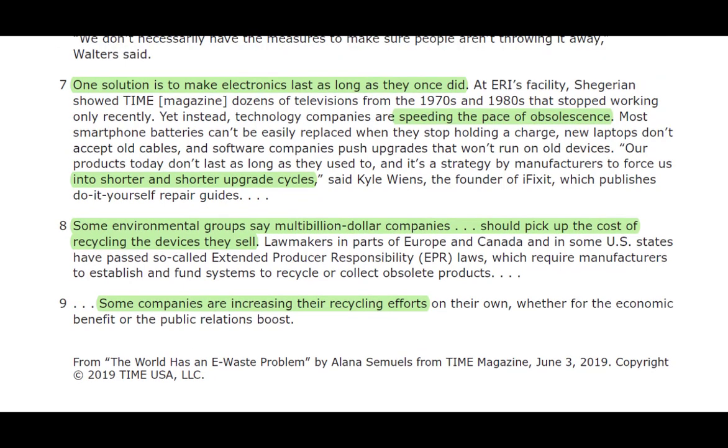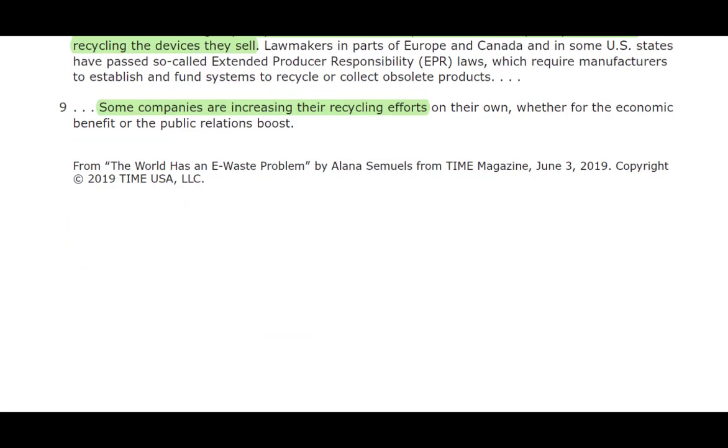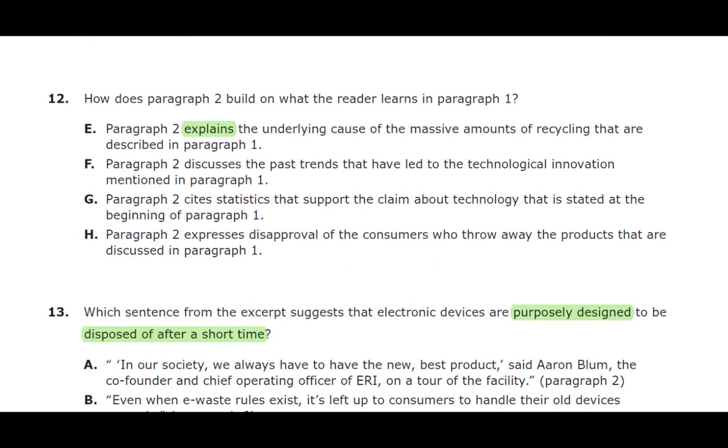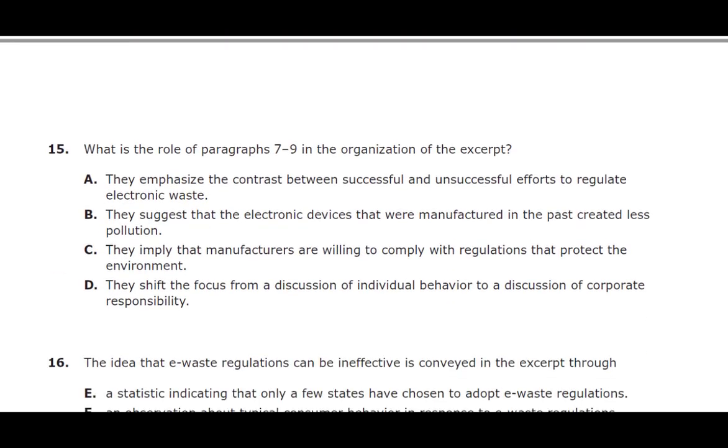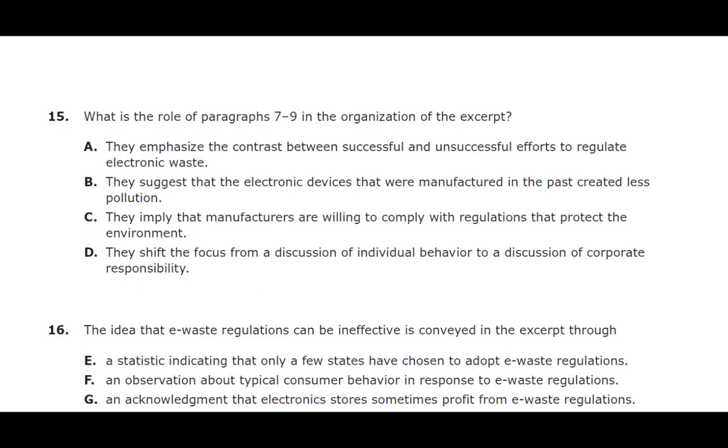So 7 is that one solution to the problem is to make devices last longer, because basically they said the companies are designing them to break early in the previous paragraph. So now we want to make them not obsolete and last longer. And 8 and 9 say, well, maybe the company should actually pick up part of the tab because they're causing this problem by making obsolescence part of the design. And 9 says some companies are actually stepping up to the plate. So how do these affect the passage? Well, let's see what answer choices incorporate the ideas we just discussed in paragraphs 7 to 9.